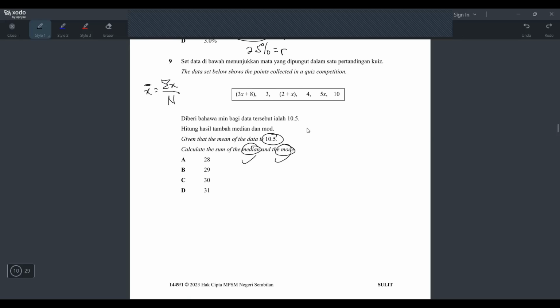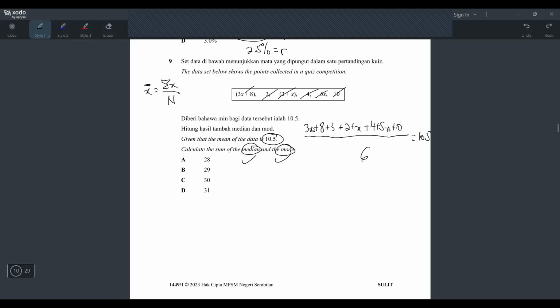So take the sum of all the data means 3x plus 8 plus 3 plus 2 plus x plus 4 plus 5x plus 10. You don't have to open the bracket actually, because even if you put the bracket, when you open the bracket, it will still be the same thing because it's everything plus together, right? But if in front of the bracket is minus, then you have to be careful, because when you open the bracket, everything inside the bracket has to change sign, right? Okay, divide what? 1, 2, 3, 4, 5, 6. And then the mean is 10.5.